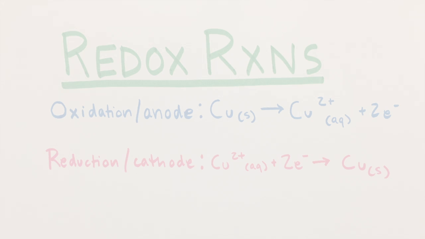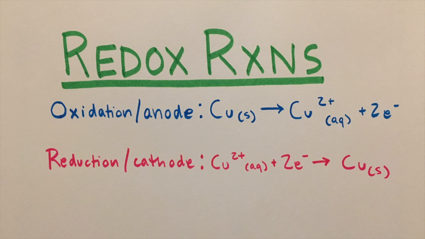The first concept essential to understanding electroplating is reduction-oxidation reactions, or redox reactions. A redox reaction is any reaction in which the oxidation number changes due to the gain or loss of electrons. In these types of reactions, electrons are transferred between two species.